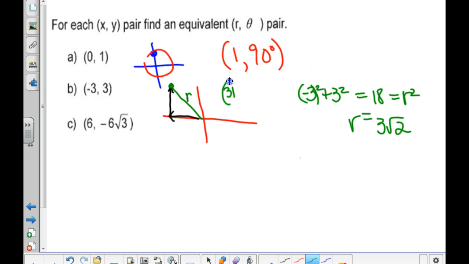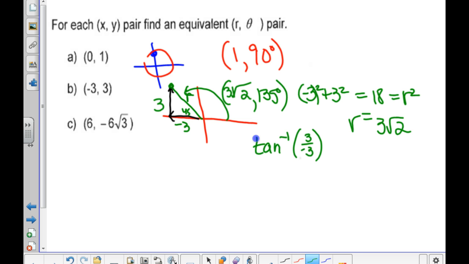So we went out 3 square roots of 2, and you just told me the angle was a 45 in here, so what could we call all the way around there? 135 degrees? How would we have to do that if we didn't know? Do you remember? We know this side and this side, so we would do second tangent of 3 over negative 3. Try that on your calculator. Is it going to give you the right answer? It gives me negative 45 degrees.